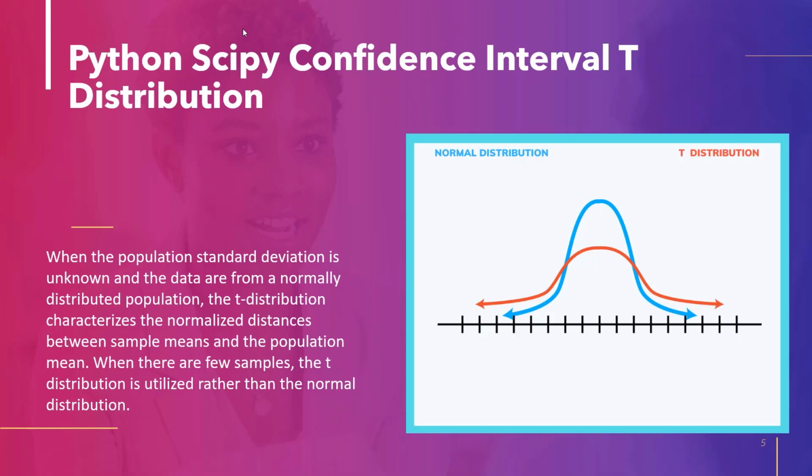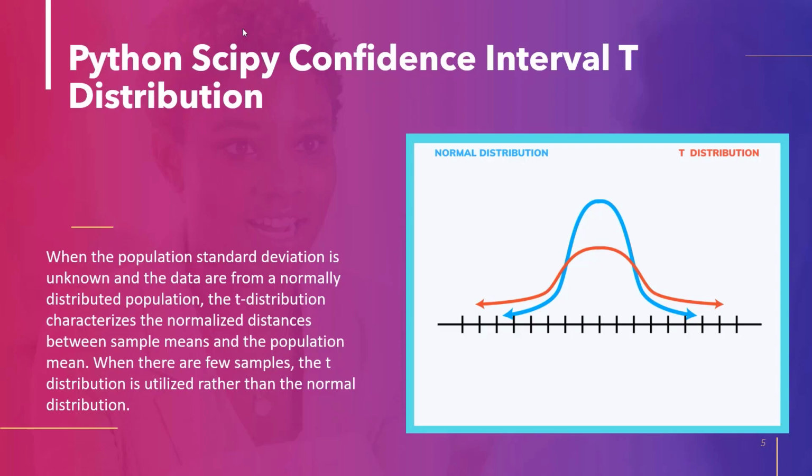The t-distribution is used instead of the normal distribution when there are few samples. As the sample size grows, the t-distribution resembles the normal distribution more. For sample size greater than 20, the distribution actually resembles the normal distribution very closely. A range of values that with a certain level of confidence are likely to include the population mean is known as a confidence interval for a mean. The t.interval function of the scipy.stats Python library can be used to create a confidence interval for a population mean if our sample size is small, for example, fewer than 30.